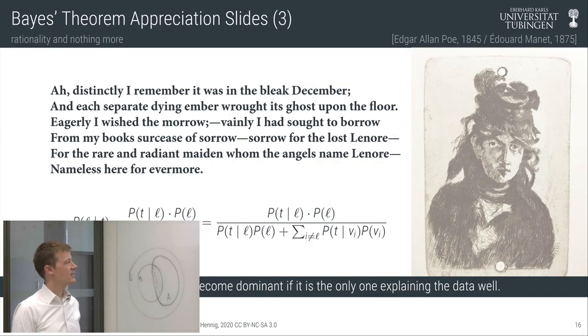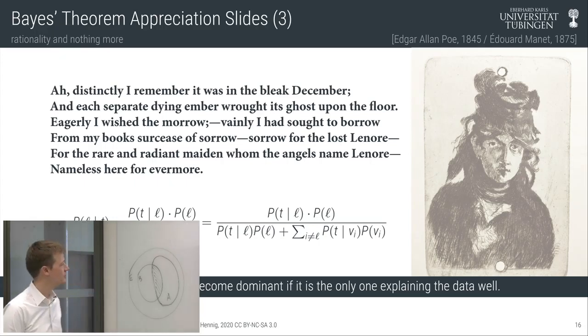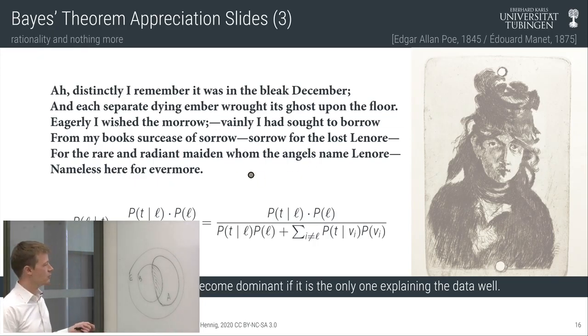But now let's say that there is a special kind of visitor you might be particularly hoping to see again. Maybe some long-lost love interest called Lenore, whose loss you're sad about, this rare and radiant maiden whom the angels name Lenore. Then your mind might play all sorts of tricks on you to convince you that this is actually the person tapping at your door. That might happen in various different ways under the probabilistic framework. Actually, in two different ways.